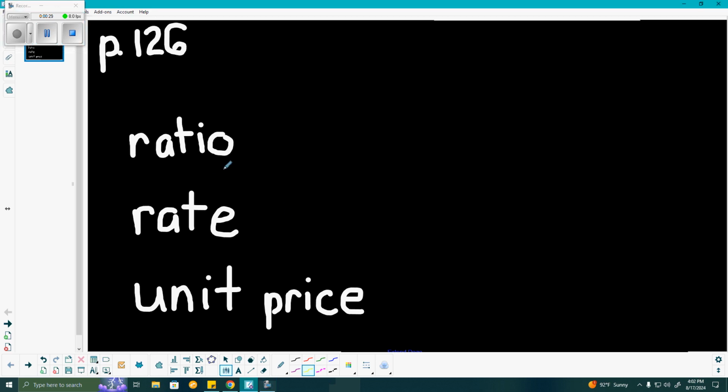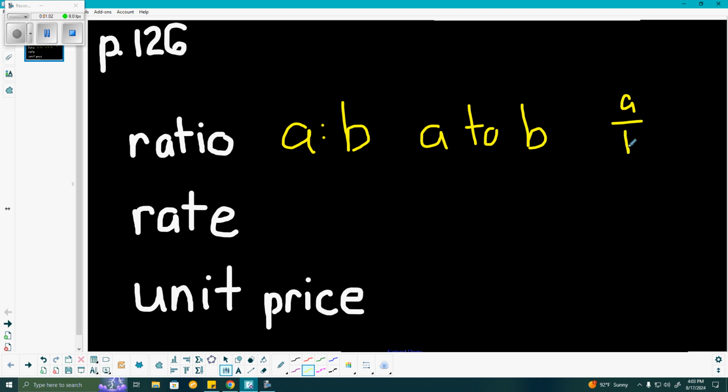Now, our very first one is ratio. A ratio is a comparison or a relationship where for every A units, there is also B units. Now, a ratio can be written in 3 ways. It can be written A to B with a colon in the middle. It can also be written as A to B with the word to in the middle. And in some cases, it can be written as a fraction, A over B, or A out of B is how that would be read.